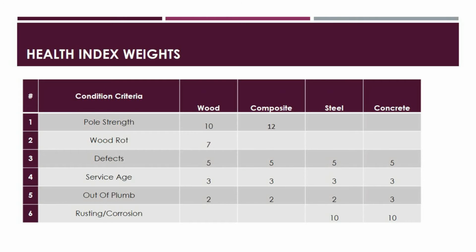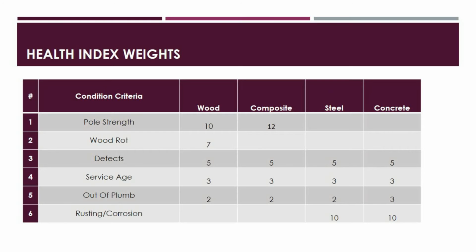And with service age, we assign 3 to all types of pole. For out of plumb, we assign 2 for wood, composite, and steel poles, and a stronger weight, which is 3, for concrete poles. Now, lastly, for rusting and corrosion, as you may have noticed, it's only for steel and concrete poles, and it is a very strong one because it's the same as pole strength. So we assign 10 to those steel and concrete poles. So first, let us talk about wood poles.